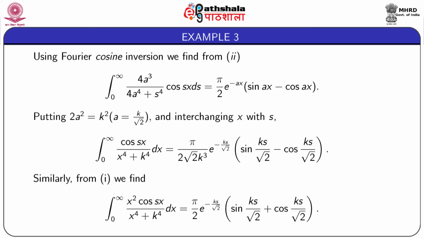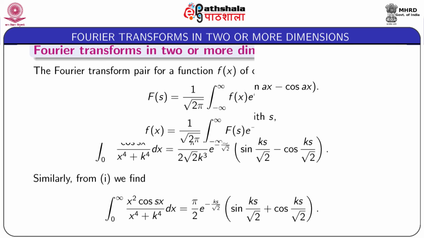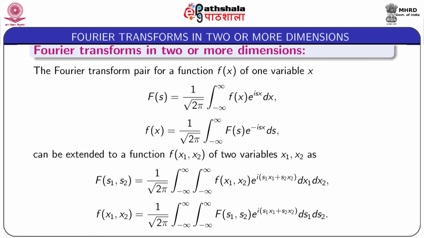Similarly, from relation 1, we find after inverse Fourier cosine transform, integral 0 to infinity x square cos sx divided by x^4 plus k^4 dx. This is equal to pi by 2 e to the power minus ks by root 2 into sin ks by root 2 plus cos ks by root 2. So, we have obtained the results.